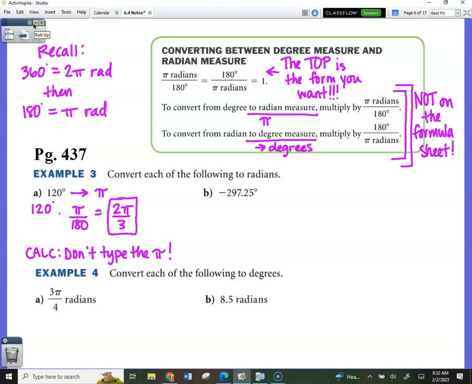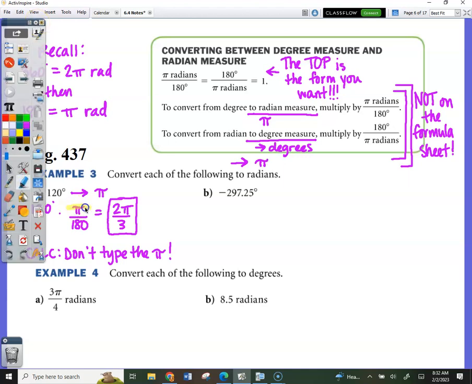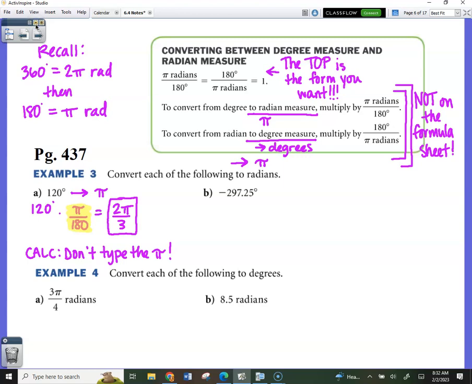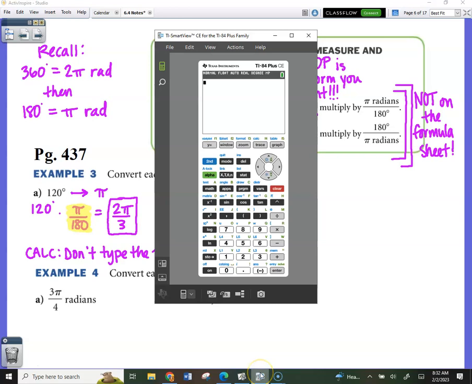It says convert to radians. That means we're going to pi form, so we need pi in the top of the fraction. So I take the 120 and I multiply it by pi over 180 because that's the form I want. Now it's a matter of going to your calculator and typing this in. Don't type the pi in, once again, or you'll never get the fraction.